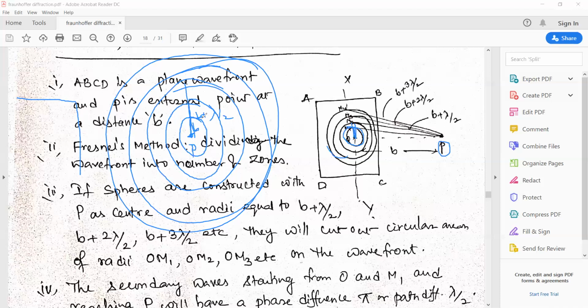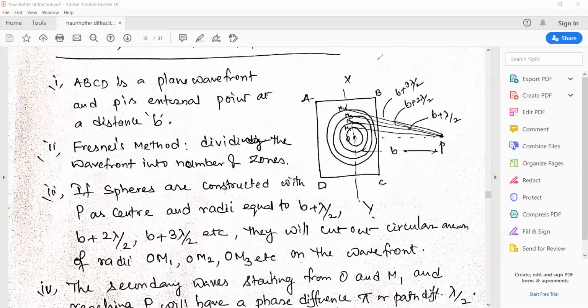So when it touches any planar wavefront, you will see something like circular zones, circular strips. So that's what here. This is a planar wavefront. On that, first half period zone is this one. Second half period zone, third half period zone. So we want to find what is the radius and what is the area of the zones.